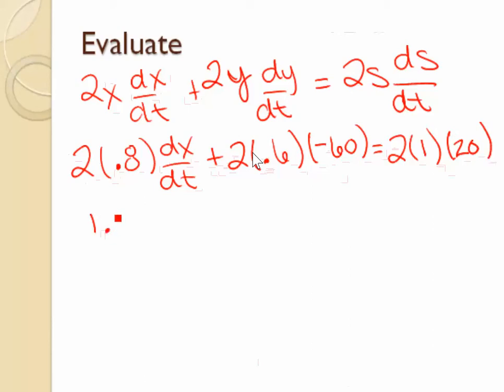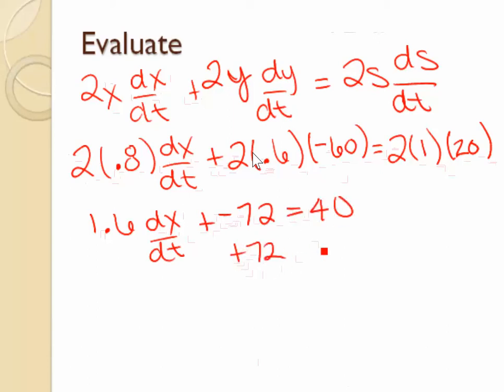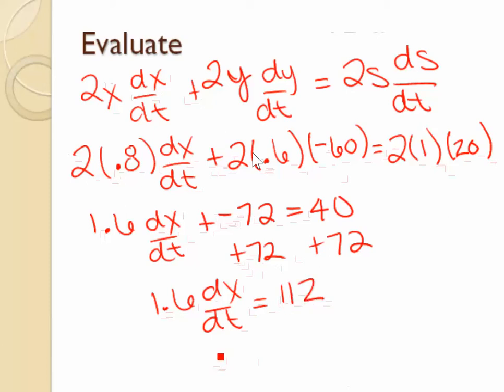That was how the distance between the cars was changing. So just simplifying this out, 1.6 dx/dt plus negative 72 equals 40. Just doing your algebra, add 72 to both sides. 1.6 dx/dt is going to equal 112. Divide both sides by 1.6. dx/dt, or the speed of the car, is 70 miles per hour.